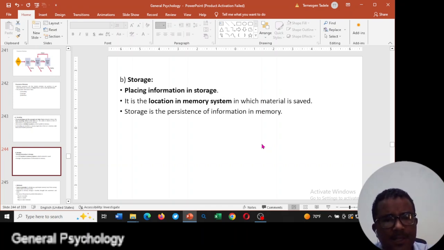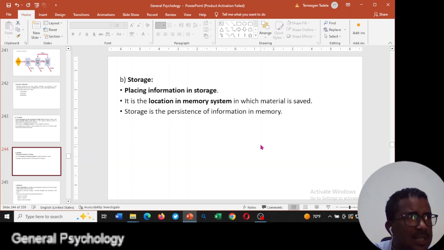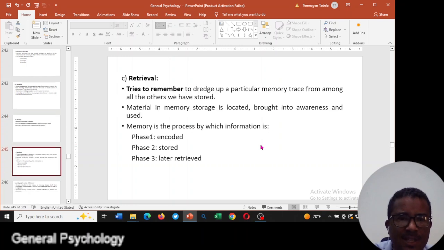It is the location in the memory system in which material is saved or held at a particular place. So storage is the persistence of information in the memory area. We can put important data or information in a particular place. That particular information gathering area is called storage.